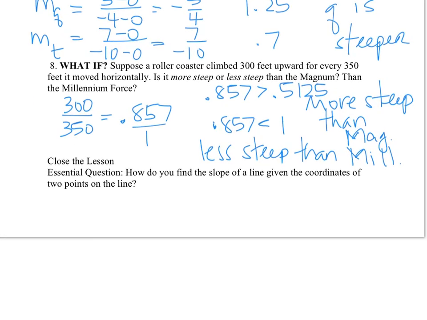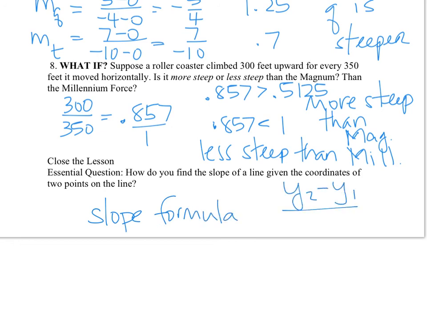And how do you find the slope of a line given coordinates? You use the slope formula, which is y2 minus y1 over x2 minus x1. And that's the end of lesson 3-4.